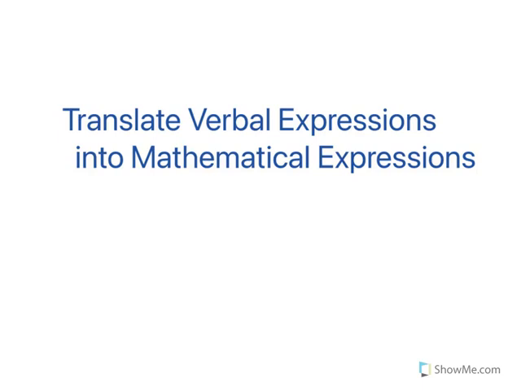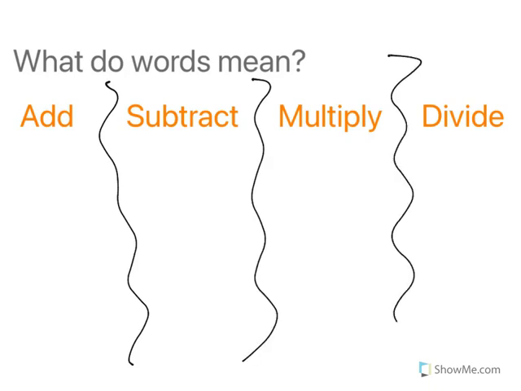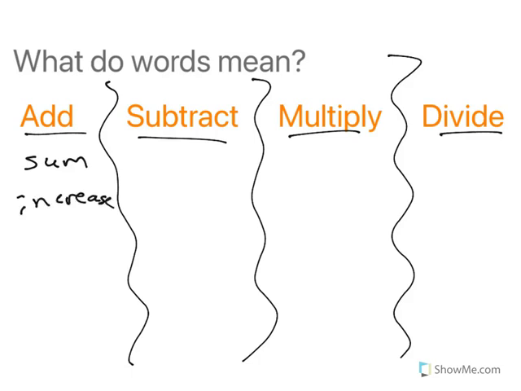Let's translate verbal expressions into mathematical expressions. So what do words mean? We think about four different mathematical operations. And if we don't know the words that tell us what those mean, how do we know what to use? For add, if you see the word sum or increase or more than, those are some of the words that will tell you, hey, we need to add.